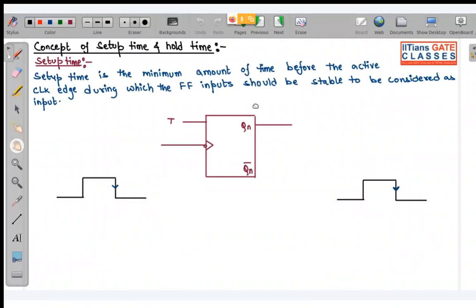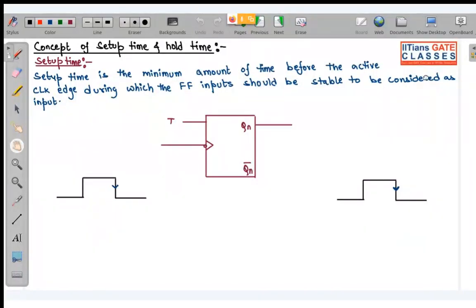Basically, if you read what I have written over here, setup time is the minimum amount of time before the active clock edge during which the flip-flop input should be stable to be considered as input. If you have not understood what I have written over here, it is okay.